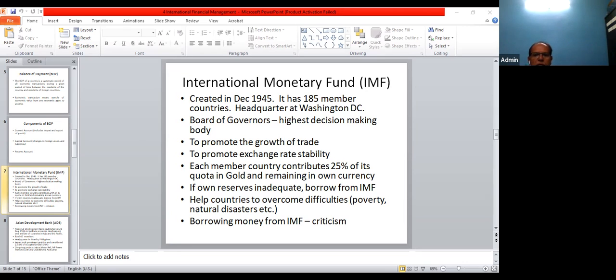So today we have discussed the World Bank, which was created in 1944. Then we also discussed the IMF, which was created in 1945. And we also discussed the Bretton Woods system, followed by the gold standard. So this was the discussion for today's session.